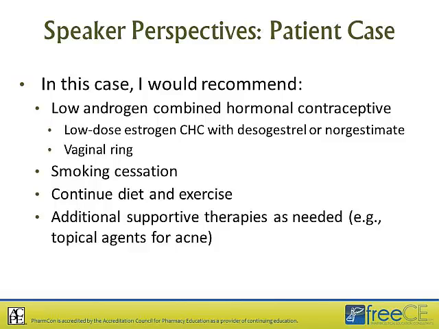I also, of course, would encourage smoking cessation and not to smoke on the weekends, to continue with the diet and exercise, and then add supportive therapies as needed. So maybe topical agents for acne, considering therapies for hirsutism, and so on. So that kind of hopefully gives you a good perspective on my views for this type of patient case with regards to VTE for contraception.